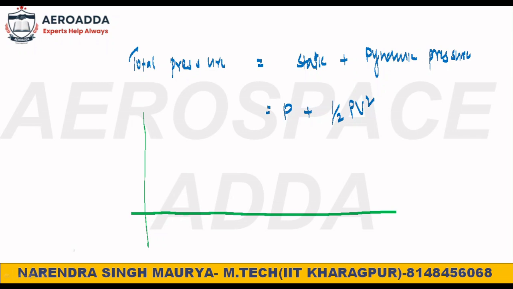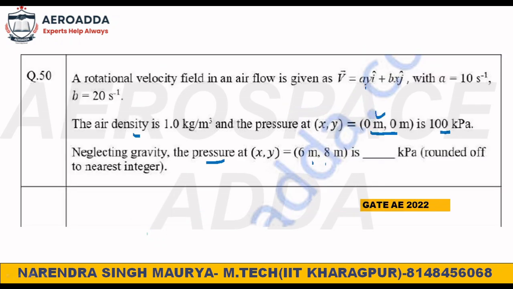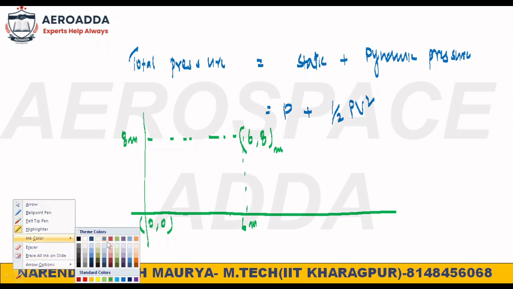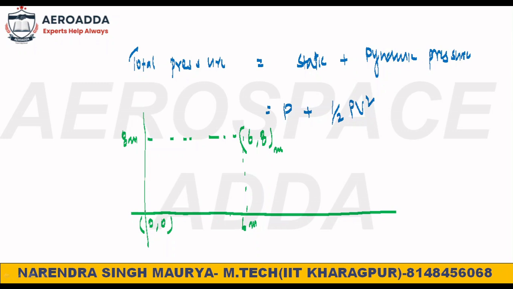This is the coordinate system. If this is 0 0, so where is the 6 and 8? 6 and 8 somewhere here. This is the 6 and this is 8. Yeah, these all are in meters. So they are asking the pressure.